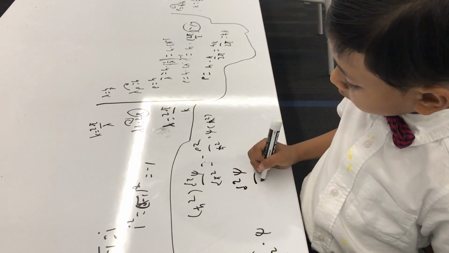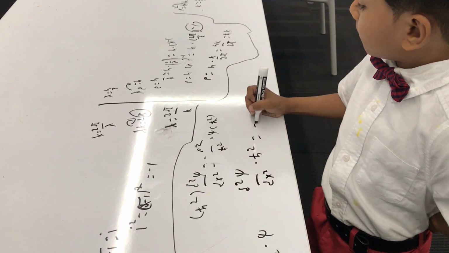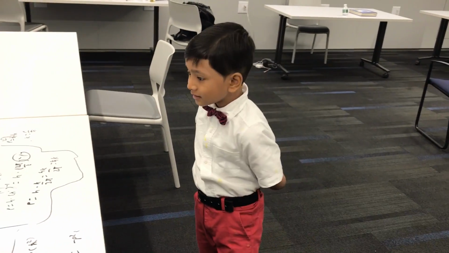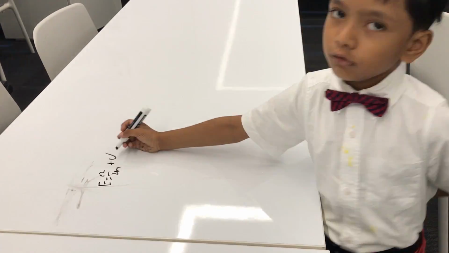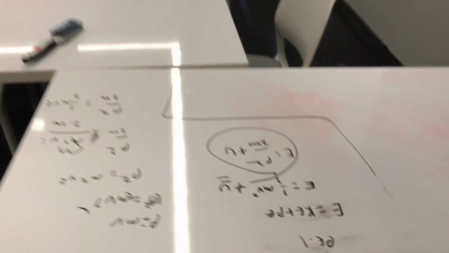d squared psi over dx squared times reduced Planck constant squared is equal to minus p squared psi. And that is the end of part 2. Over 2m plus psi plus u. If you haven't seen, it is right here. That circle on it's right there.